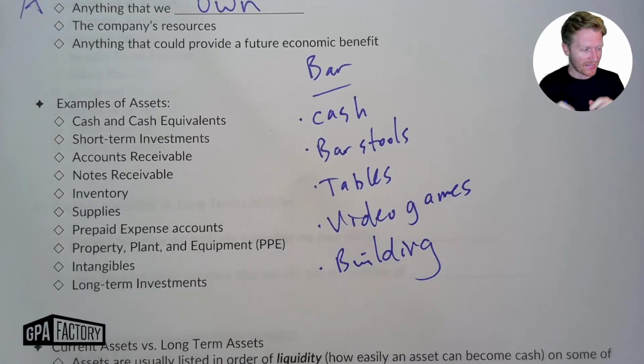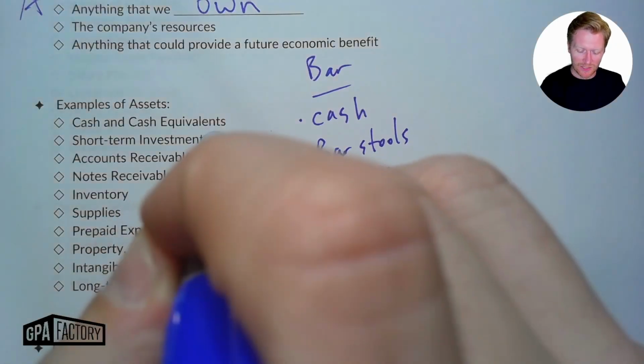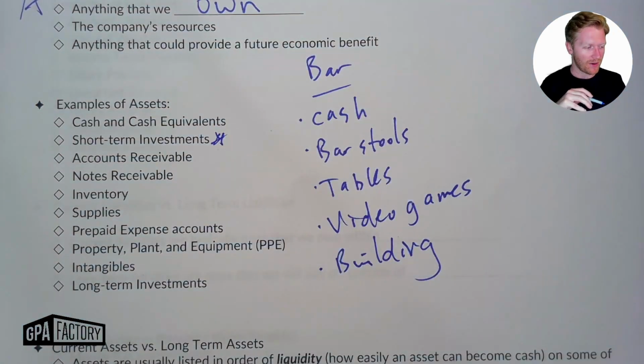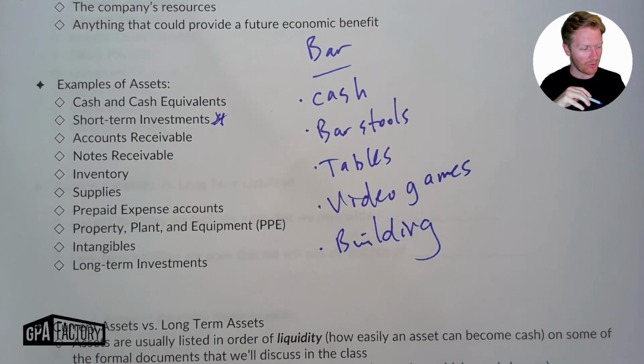So some examples of assets I have listed here for you to read through. We've got cash and cash equivalents, and short-term investments, which comes up in very specific chapters in the course. Sometimes a company will buy some shares of stock of another company to then resell them for more later. So that would be an asset.